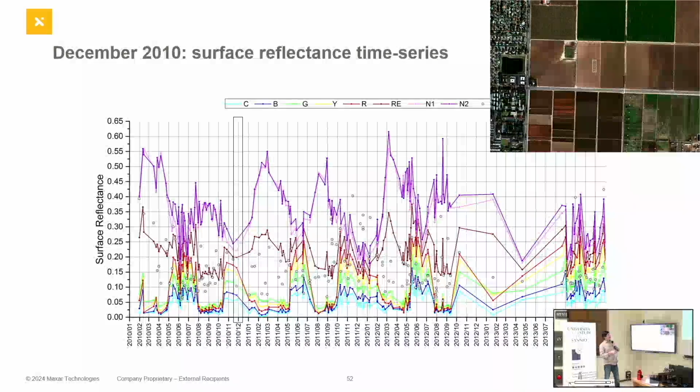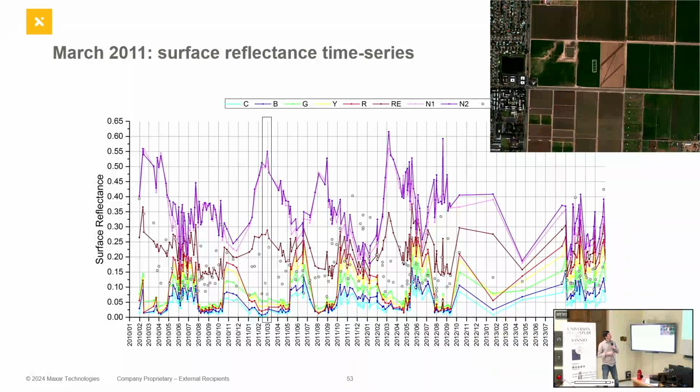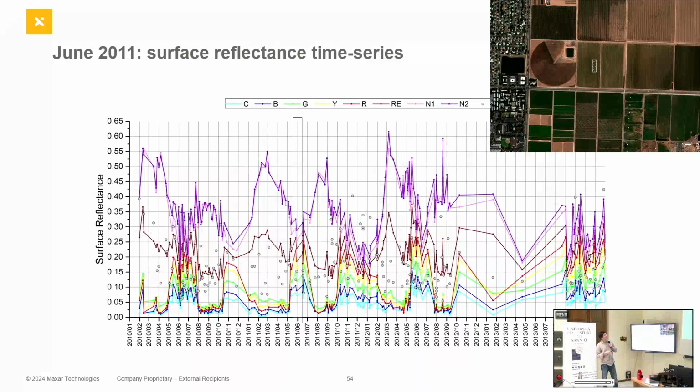And then again, red is the highest value, there's no near infrared. So in December there was nothing in that field. Probably they just started to plant stuff for the next year. And again, very high near infrared band, somewhere in between, and so on.